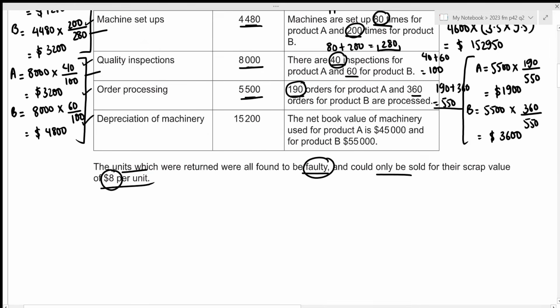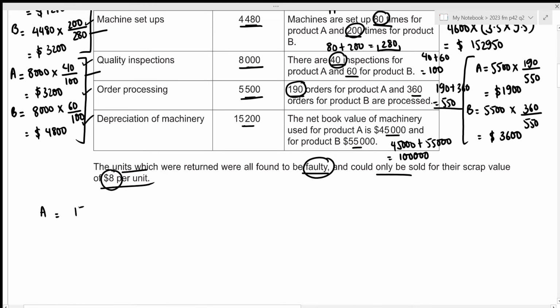Okay, we have our last one, depreciation of machinery. The total is 15,200, and we're given the net book value. For product A, it's 45,000, and for product B, it's 55,000. So the total is just 45,000 plus 55,000, which results in 100,000. Okay, let's figure out the apportionment towards product A.